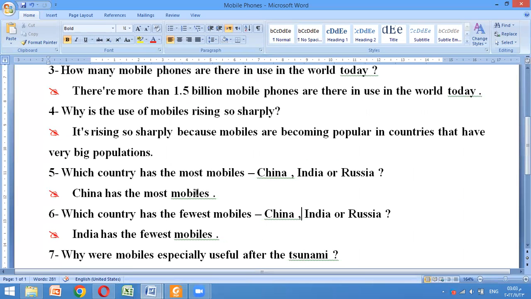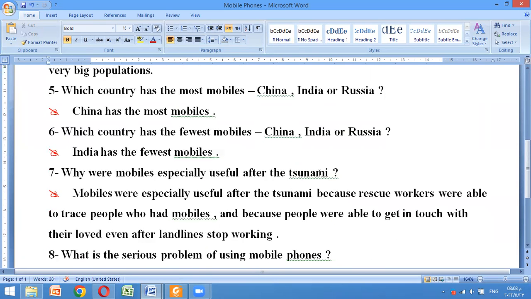Number 4. Why is the use of mobiles rising so sharply? Of course, it is rising so sharply because it first became popular in countries that have very big populations. Which country has the most mobiles in use? China, of course, and the fewest one, we said, India. Okay.